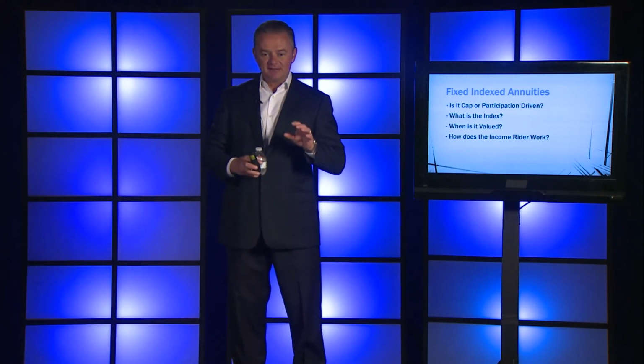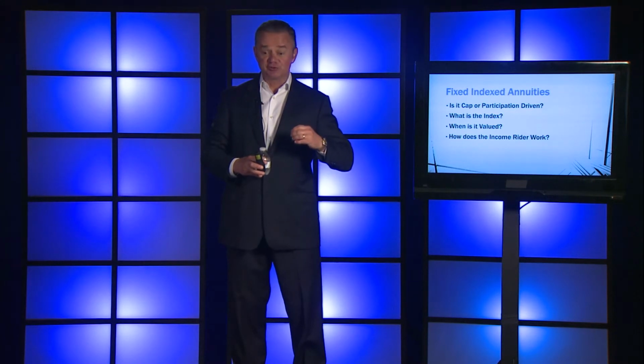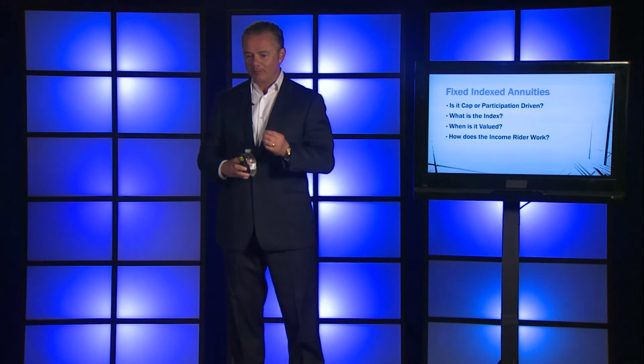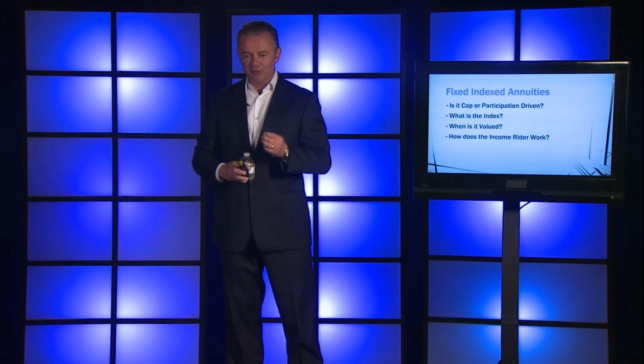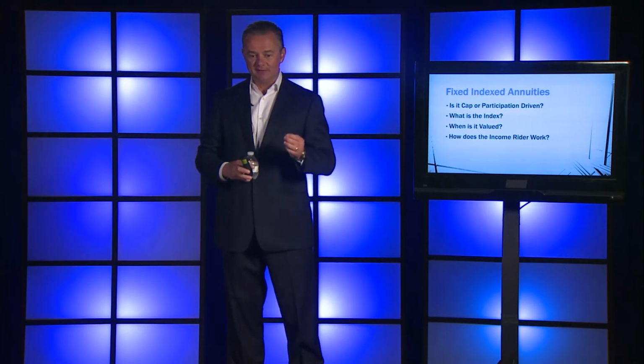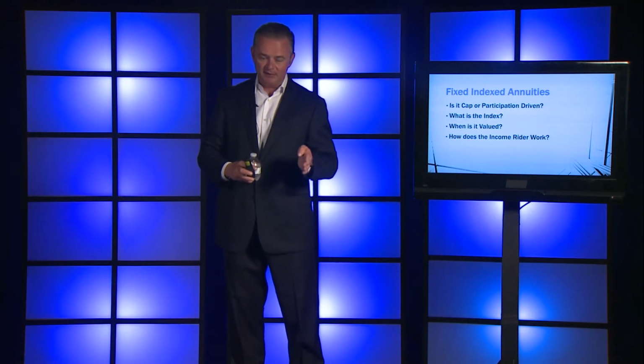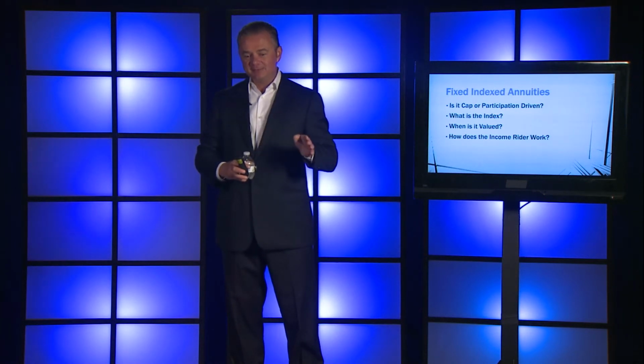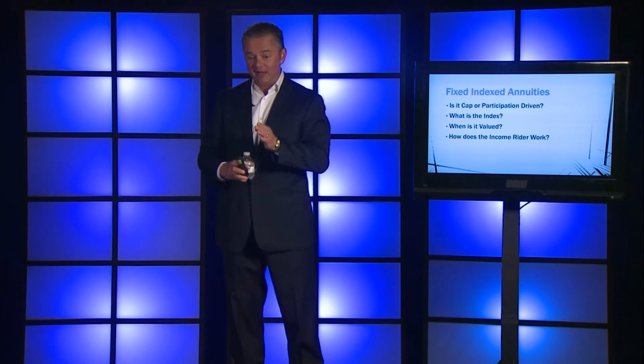Let's say that your formula is driven by a cap, and let's say that you can earn up to 4% of the value of the S&P index during that 12-month period. So let's say during that 12-month period, you put your money in day one, it grows to the end of the 12th month, and the S&P 500 during that same time period grows 5%. Well, you're capped at 4, so you would have a 4% return.